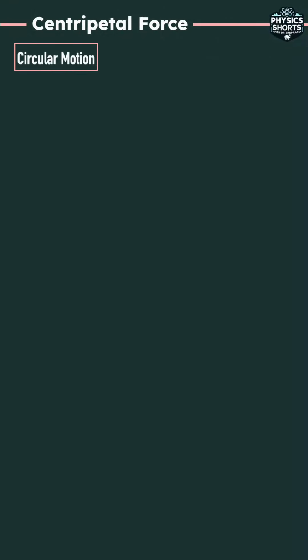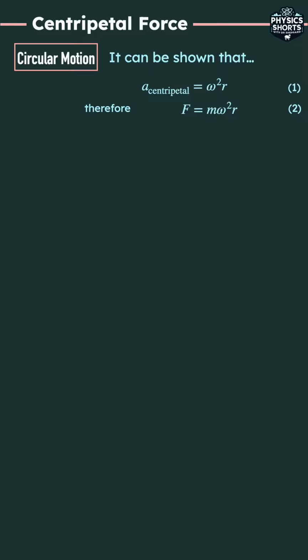For centripetal force, let's look back at circular motion, and we're going to go through the equations. Now remember, acceleration is defined as the rate of change of velocity. And it can be shown that the centripetal acceleration is equal to omega squared r. Therefore, F equals ma equals omega squared r multiplied by the mass. So F equals m omega squared r, and we know that omega equals 2 pi over T.